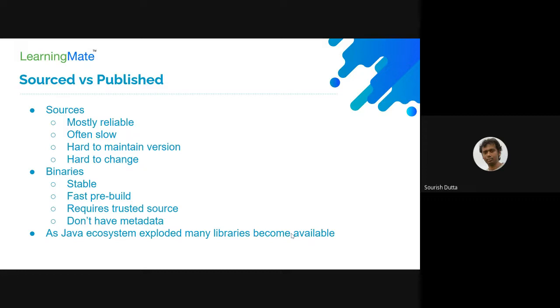Whatever the particular zip code has, the source file, we cannot modify that. We cannot maintain different versions of it, and it is hard to change. And obviously, if you download the source file, you have to first compile it. So obviously, the compilation overhead needs to be there.